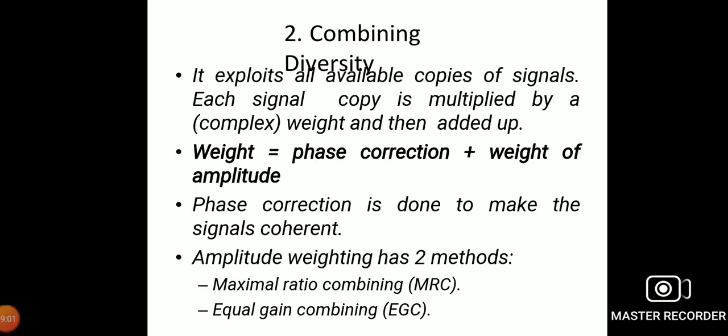Now let us move to the combining diversity method. The principle is that in selection diversity, signal energy is wasted. For proper amplitude weighting, two methods are widely applied. In maximal ratio combining, all signal copies are weighted with respect to their amplitude. In this combining diversity method there are two different categories: number one, the maximal ratio combining technique, and number two, the equal gain combiner technique.